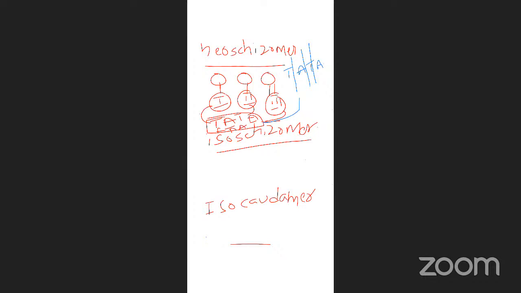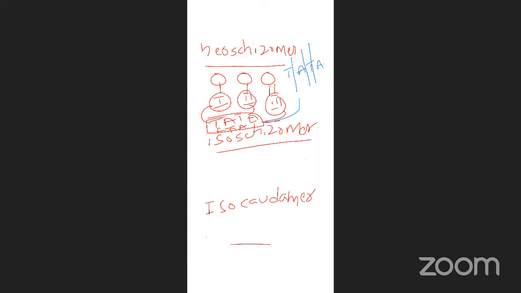In neoschizomer, recognition sequence same, but it can cleave at different nucleotides. One may cleave after thymine adenine, but another one, for example, thymine adenine thymine, can cleave the DNA after thymine. Clear? Sir, is it okay? Yes, sir. Right.